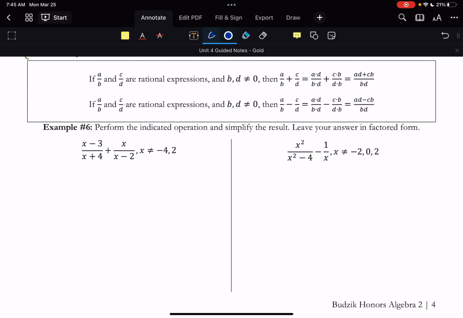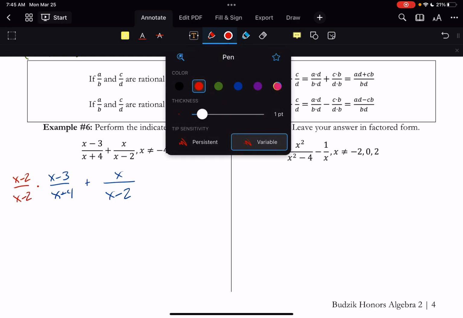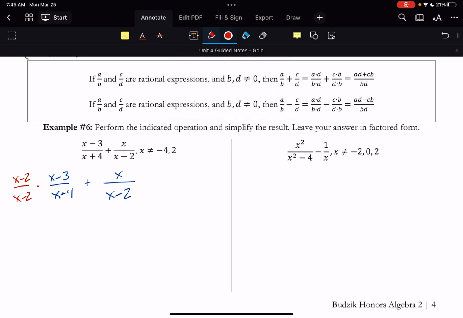So I have x minus 3 over x plus 4 added to x over x minus 2. I see I can't just add these two rational expressions because I don't have that common denominator. So I'm going to multiply the first rational expression, in the numerator and denominator, by the denominator of the other. I'm going to multiply this by x minus 2 over x minus 2. And I'm going to multiply the second rational expression by the other denominator, so I multiply this by x plus 4 over x plus 4.